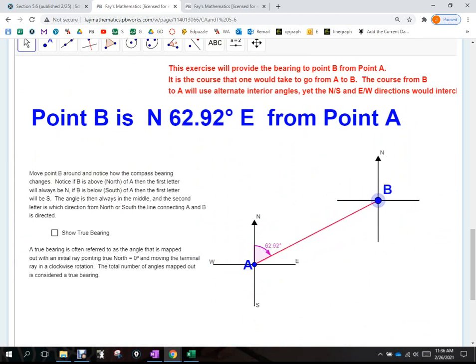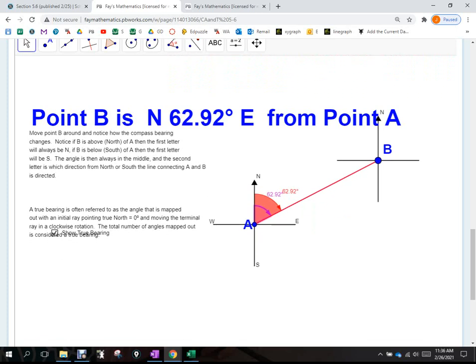what, like north 62 degrees east, what they're referring to with that 62 degrees. It's that angle right there. Does that make sense? If I click this button, it will show how they describe that in regards to a bearing. So when they say north 62.92 degrees east from point A, that is the same thing as saying a 62.92 degree bearing. And the reason they're identical here is because they're both in the first quadrant.